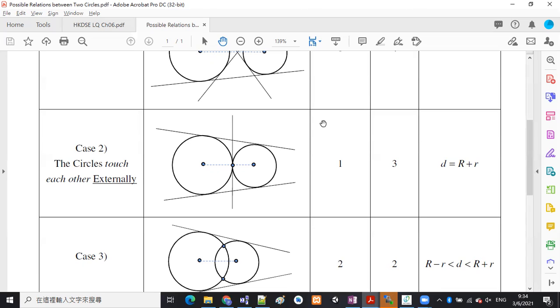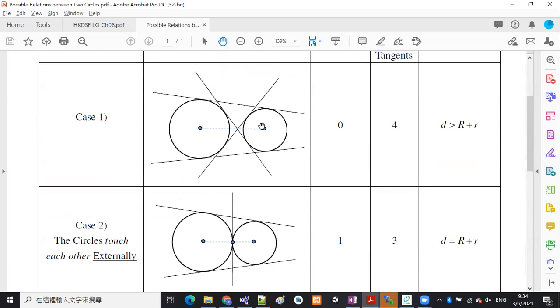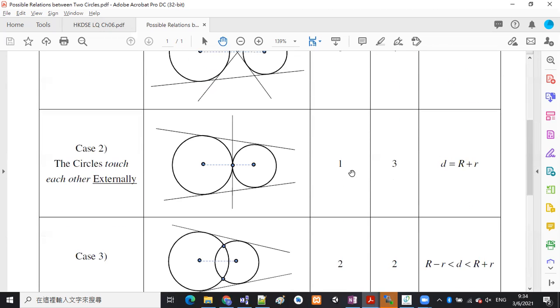Okay? In my summary, in the handout I gave you yesterday, there will be 5 different cases. Okay? If the circles are like this, then there will be 4 common tangents. Okay? And in the exercise behind, there will be 1 question involving this type of relationship. Okay? And then in the same case, if the circles are touching each other externally, there will be 3 common tangents.